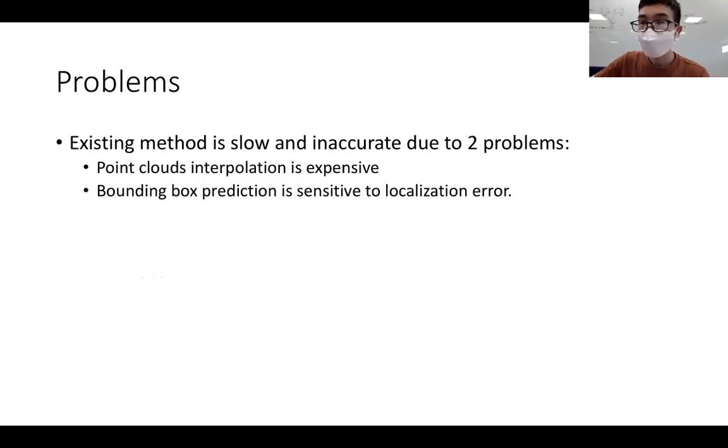So we try to propose a fast and accurate detection-based method to be competitive with grouping-based methods. So we revisited the existing methods and tried to understand why they are slow and not very accurate. Eventually we pointed out 2 problems in existing models. The first one is that point cloud interpolation is expensive. And the second one is that bounding box prediction is sensitive to localization error. I will explain what interpolation is, why it is expensive, and why bounding box prediction is sensitive to localization error.